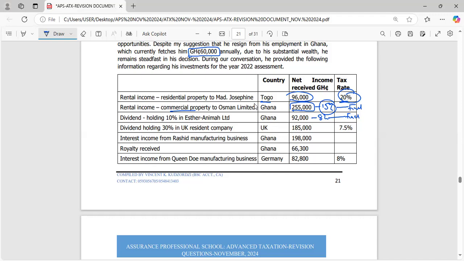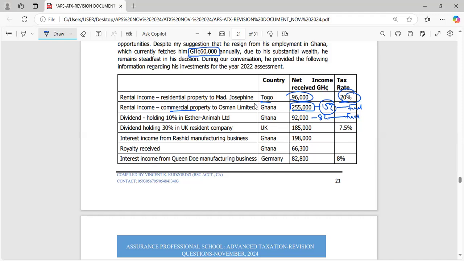7.5% tax was deducted in UK. He received 185,000 Ghana cedis. So this one will be the treatment. This one, the company is not a resident company. This is a foreign income. So we don't subject foreign income to that withholding tax rate. We don't do that, no.